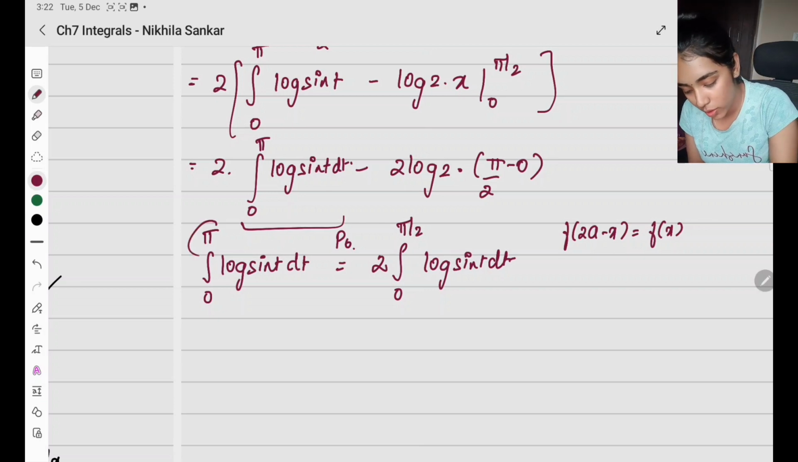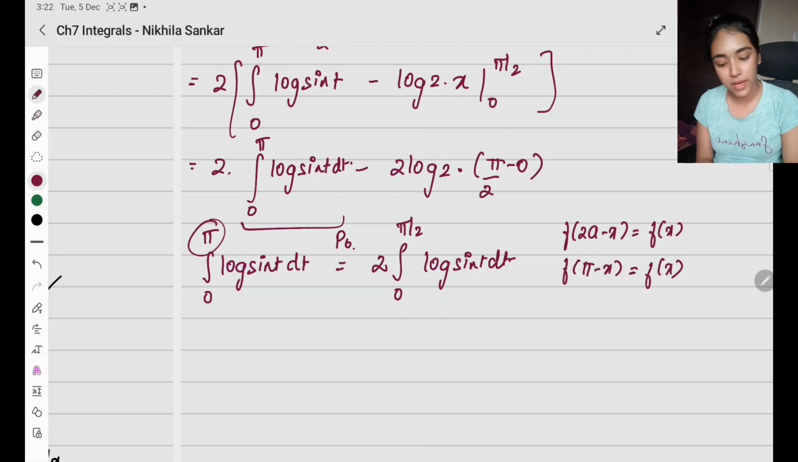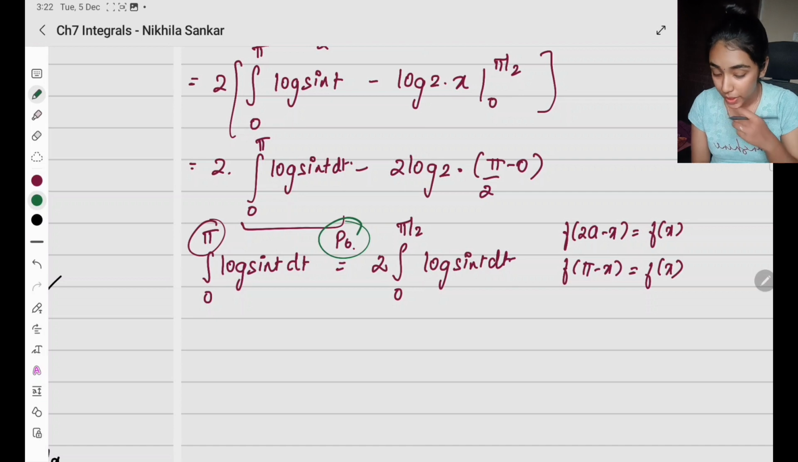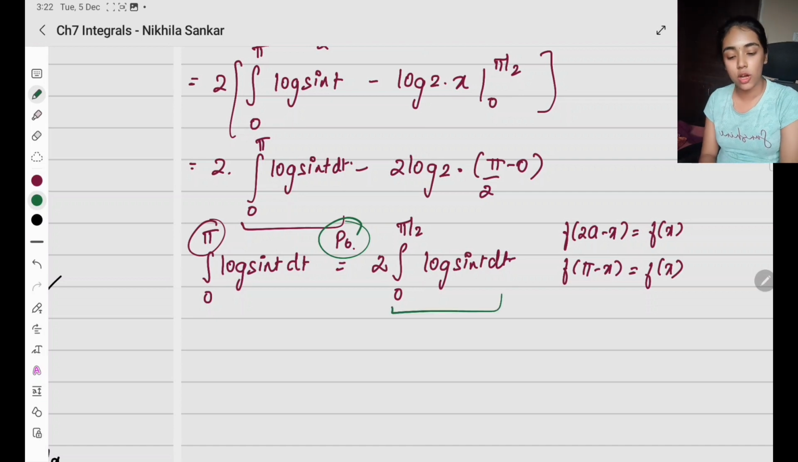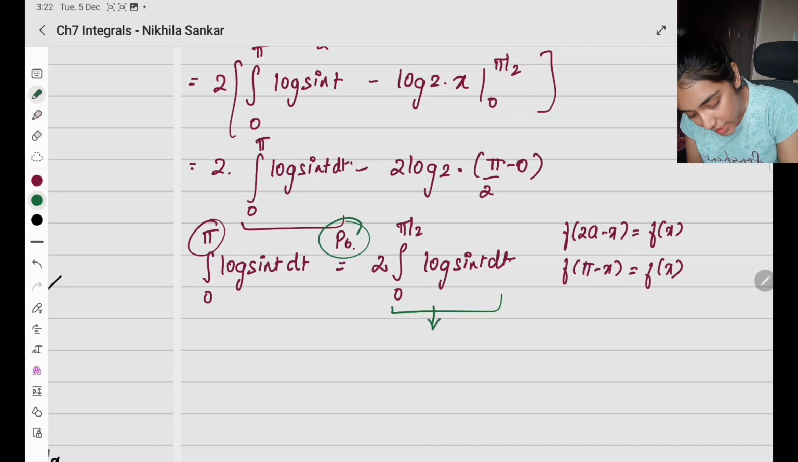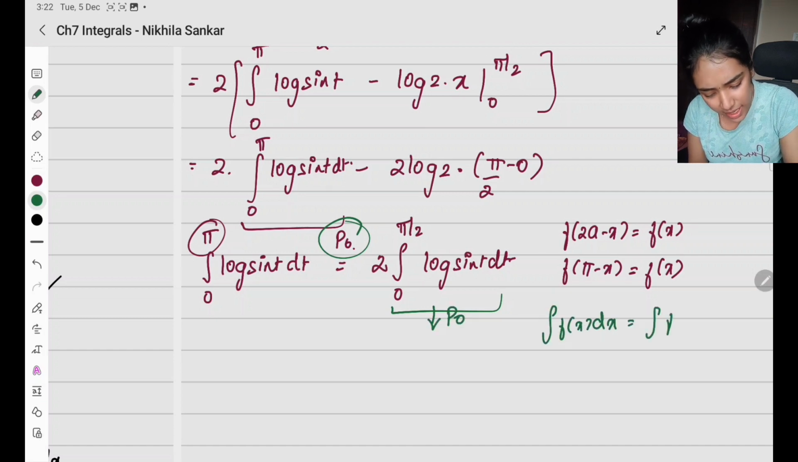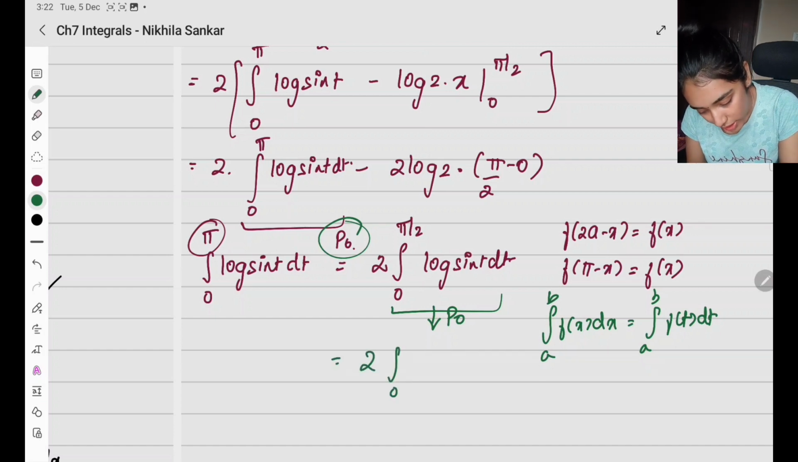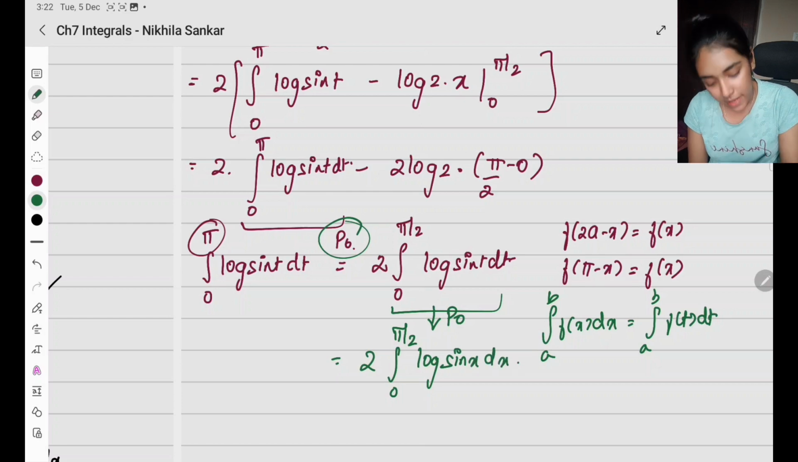Here, 2a's value is going to be pi. So when you apply f of pi minus x, you are again going to get back sine t. Okay. So this property I am going to apply. So I am going to apply property number 6. Now what do I have? This is going to be 0 to pi by 2 log of sine t times dt. Now I am going to apply the property that integral f of x dx is the same as f of t dt from limits a to b. Correct? So instead of t, I am going to write it as x. So this is going to be 2 times integral 0 to pi by 2 log of sine x times dx.